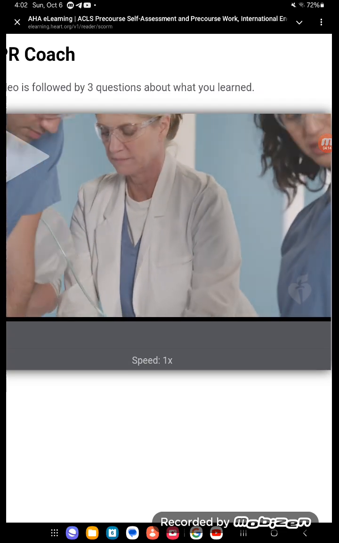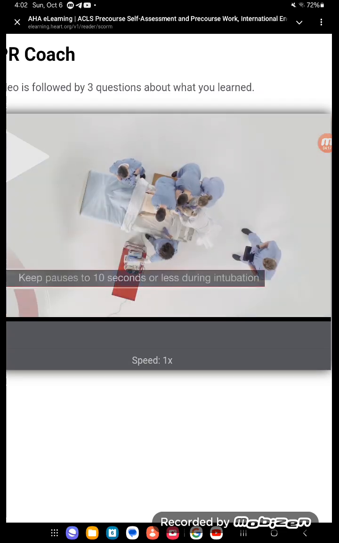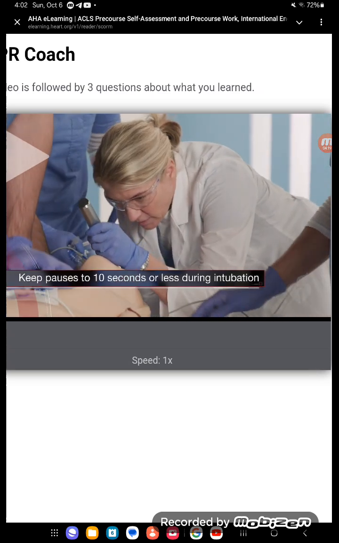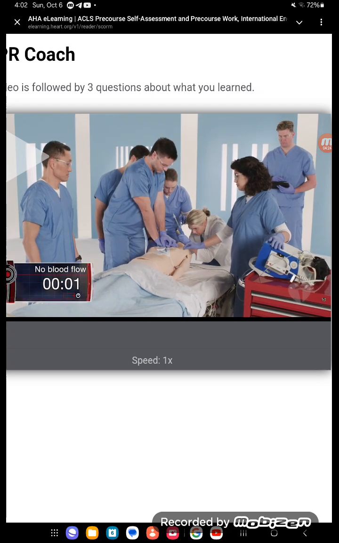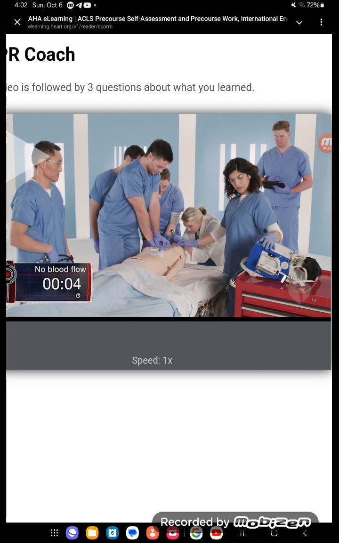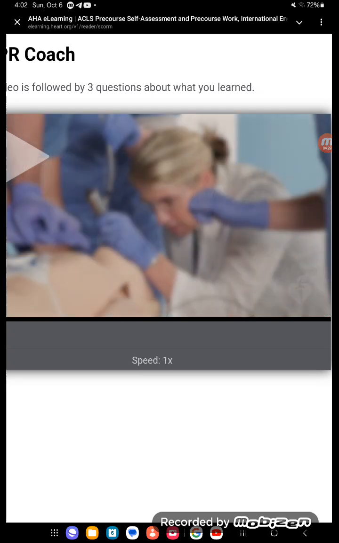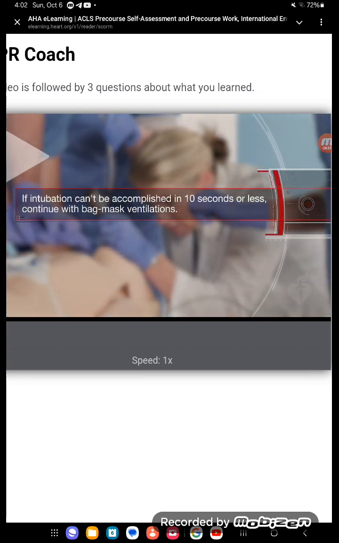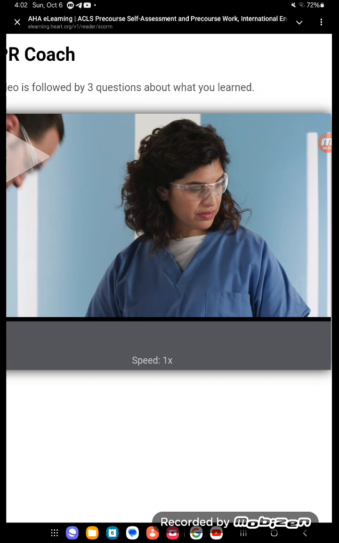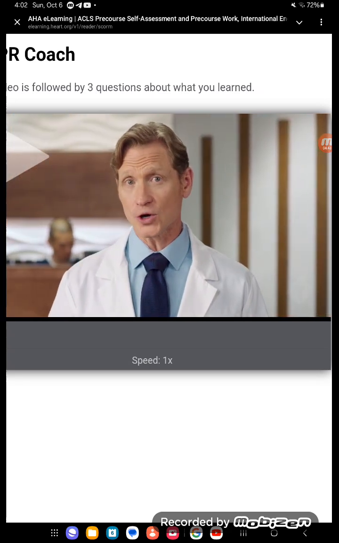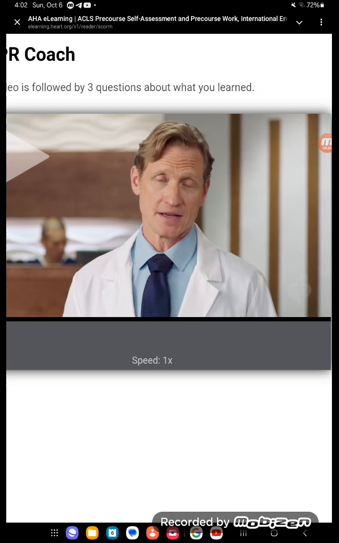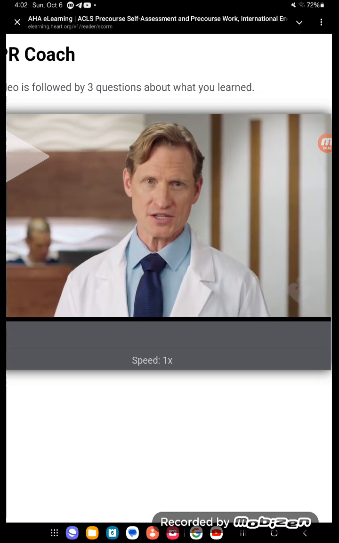Okay, through the cords. But if it's necessary to pause for intubation, the pause must be for 10 seconds or less. I'm still having trouble. Go ahead and pause CPR. Okay, there we go. Through the cords. Continue. If intubation can't be accomplished in 10 seconds or less, the team should continue compressions with bag mask ventilation. Being an effective CPR coach takes practice and training. If you'd like to learn more about how you can incorporate the CPR coach role into your resuscitation team, please ask your instructor for more information.